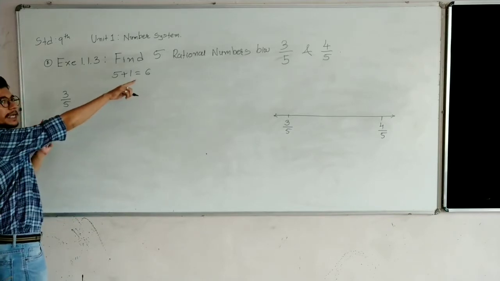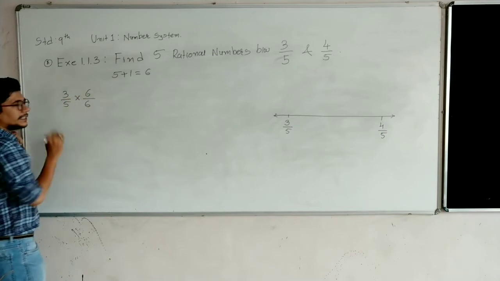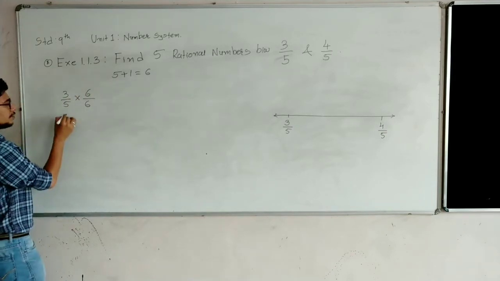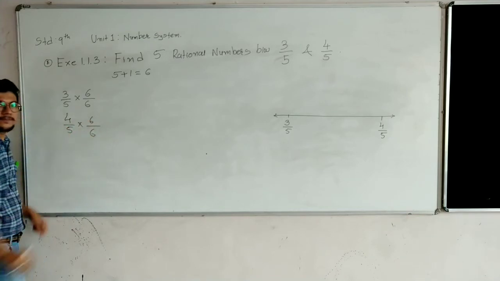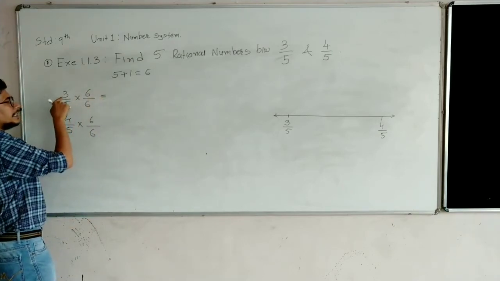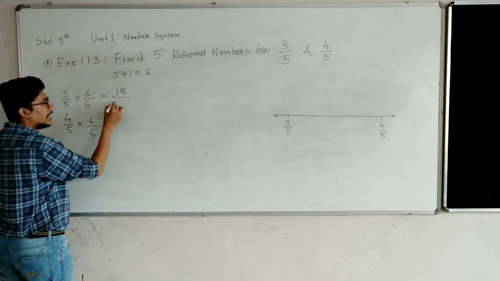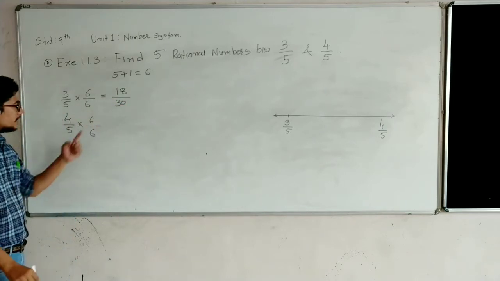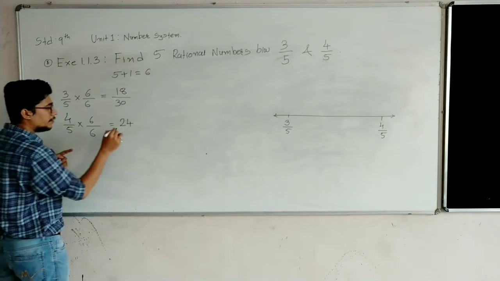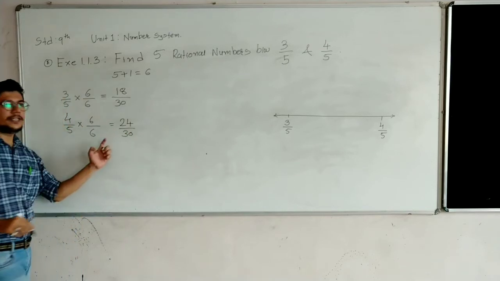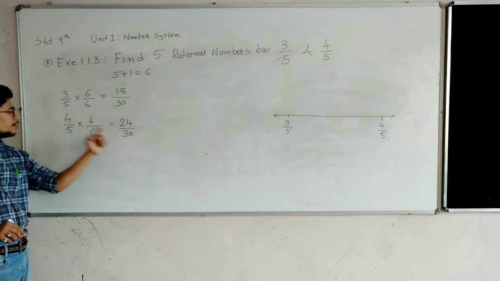What you have to do? Multiply and divide with the magic number, that is 6. So 3 by 5 into 6, divide by 6. In the same way, 4 by 5 is also given. So 4 by 5, multiply with 6 and divide with 6. Now 3 sixes are 18. In the denominator, 5 sixes are 30. In the same way, 4 into 6 is 24 and 5 into 6 is 30. So here you can obtain 18 upon 30 as 3 by 5 and 24 upon 30 as 4 by 5.